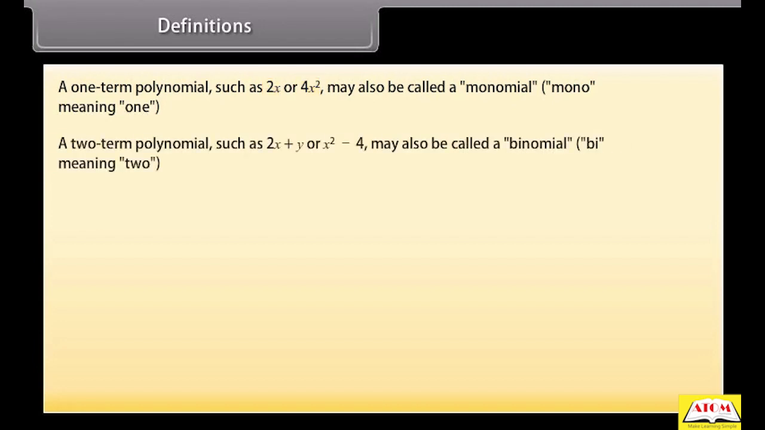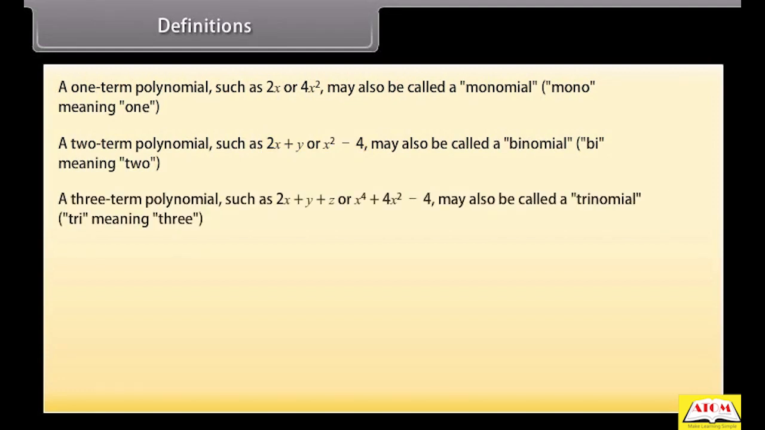A two-term polynomial such as 2x plus y or x square minus 4 may also be called a binomial, bi meaning two. A three-term polynomial such as 2x plus y plus z or x raised to the power 4 plus 4x square minus 4 may also be called a trinomial, tri meaning 3.